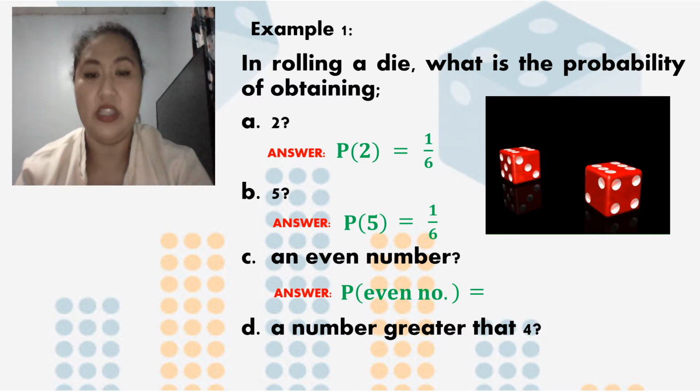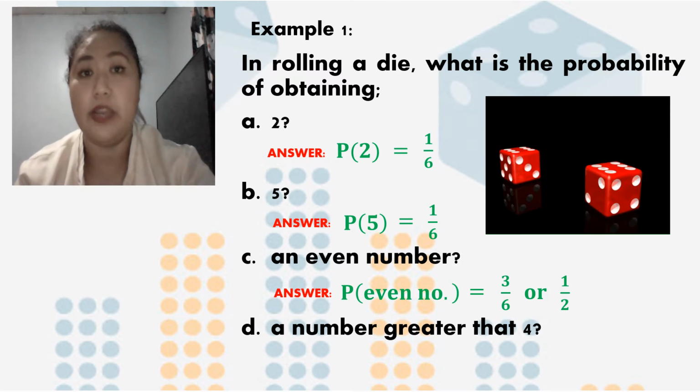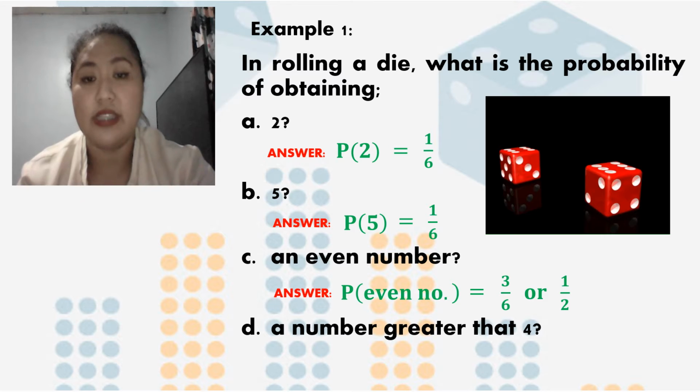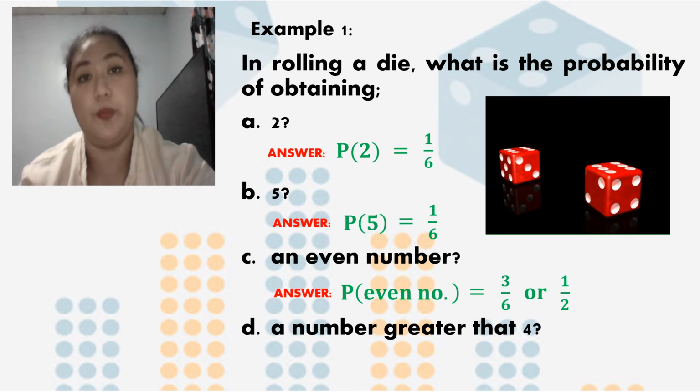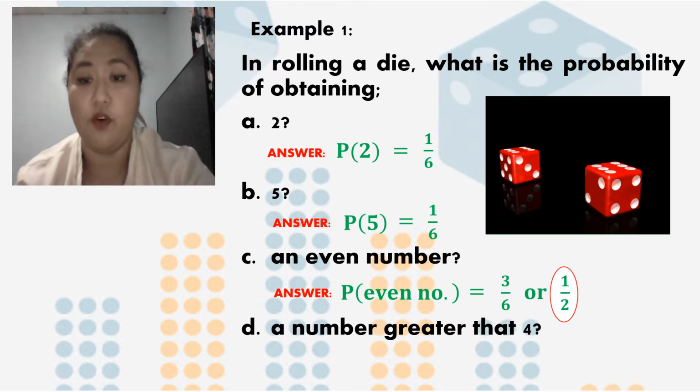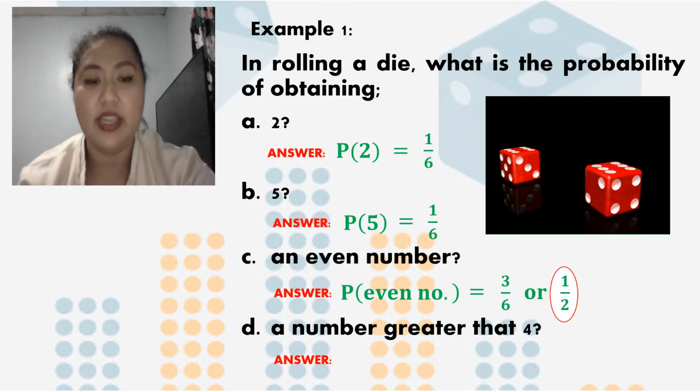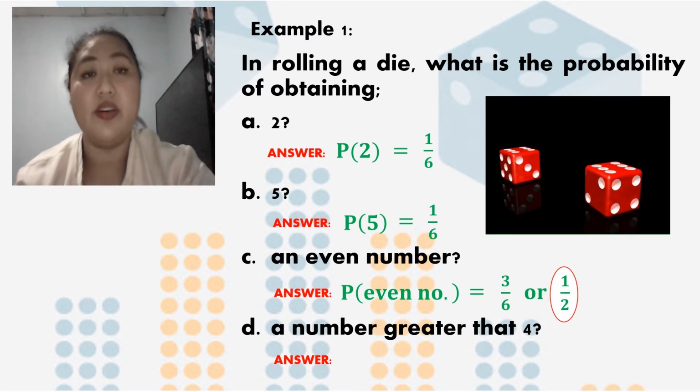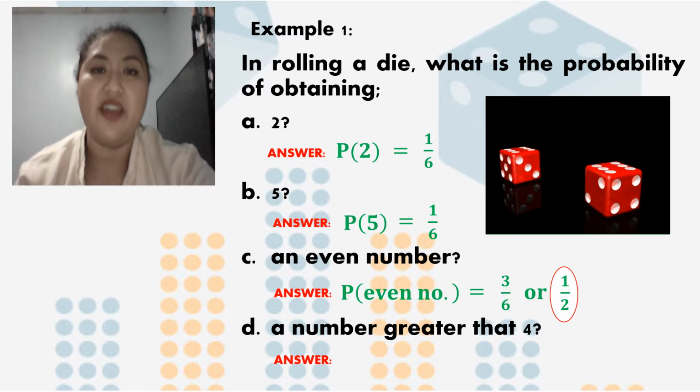Okay, so probability of an even number is 3 over 6. In this case, class, 3/6 can be reduced or pwede pa siyang i-lowest term. So again, class, we will only accept answers in its simplest form. So 3/6 can be simplified to 1/2. Therefore, 1/2 is our final answer. Okay? And lastly, letter D, a number greater than 4. So numbers greater than 4, we only have 5 and 6. Tama? So 5 and 6.